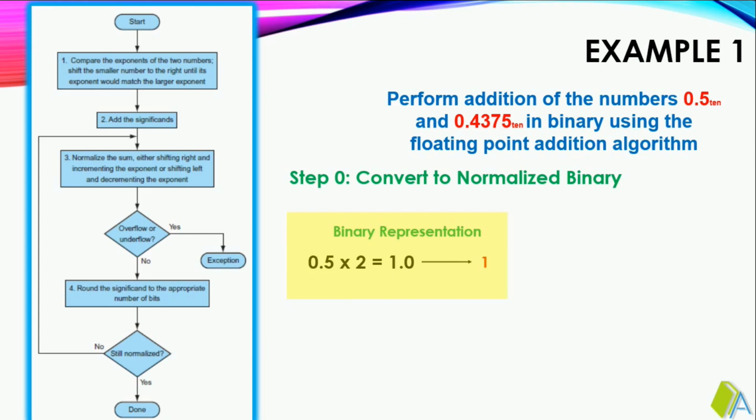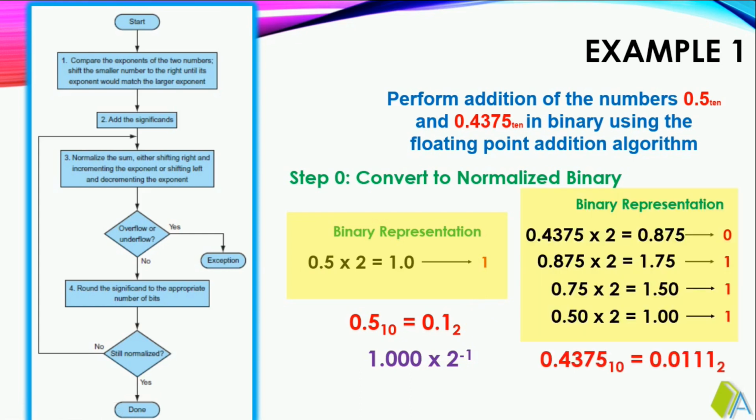So this is the binary conversion of 0.5. It is 0.1. While representing it in the normalized format, it will become 1.00 into 2 power minus 1. I am going to consider 4 bit positions for representing the normalized binary number. The second number is 0.4375. After converting into binary, it will become 0.0111. While representing it in normalized floating point format, it is 1.110 into 2 power minus 2. Here also I am going to consider 4 bit positions.